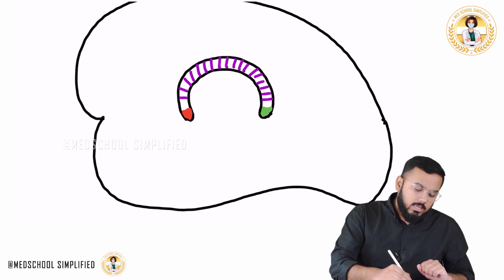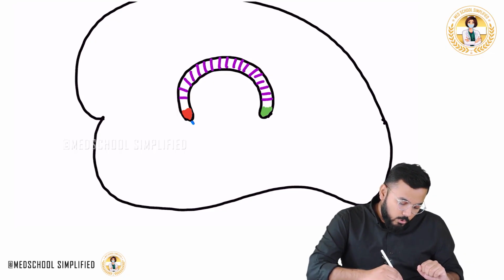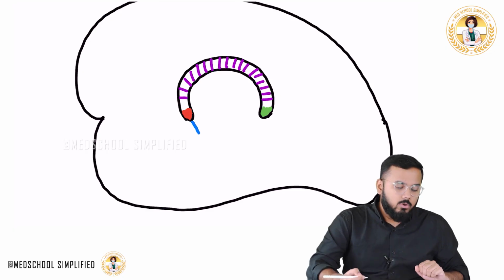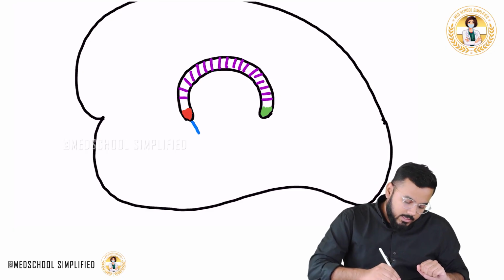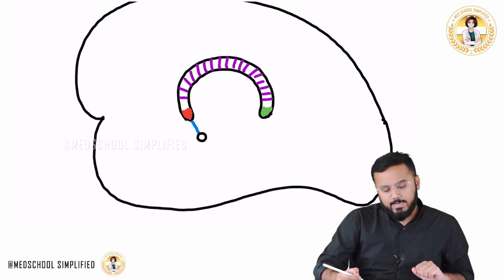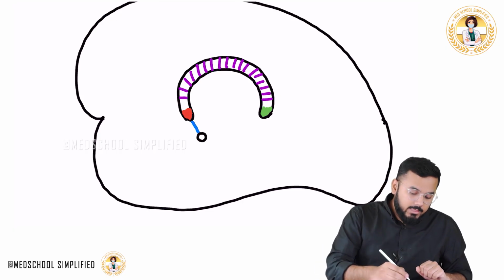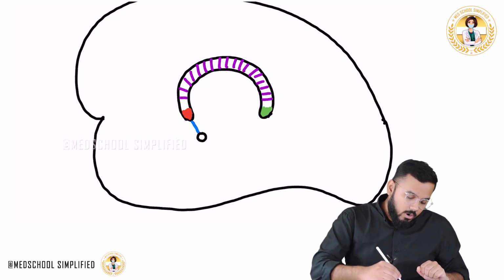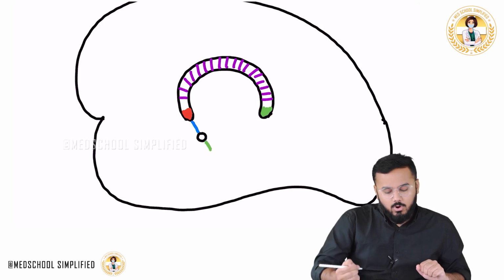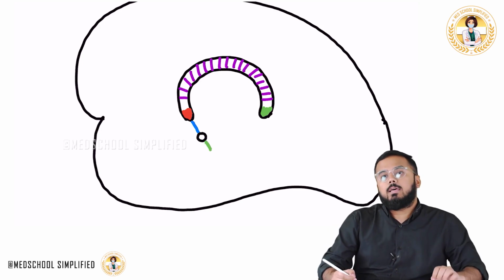Next, hanging down here, this blue color part, whatever I have drawn, is called the rostrum. Just beneath the rostrum, you have the anterior commissure. And beneath the anterior commissure, you have a green color structure like this. This is called the lamina terminalis.